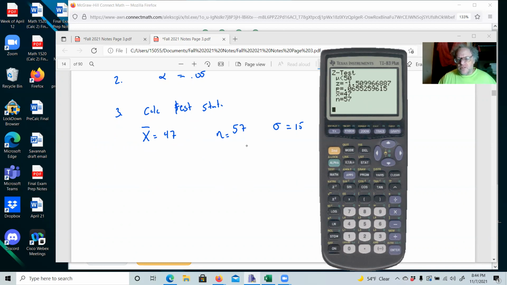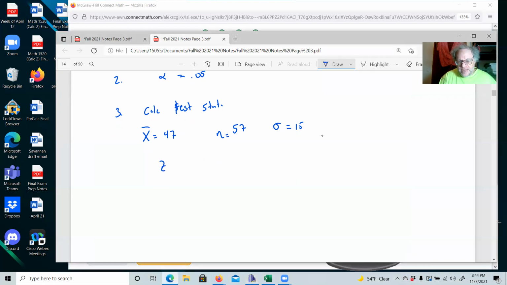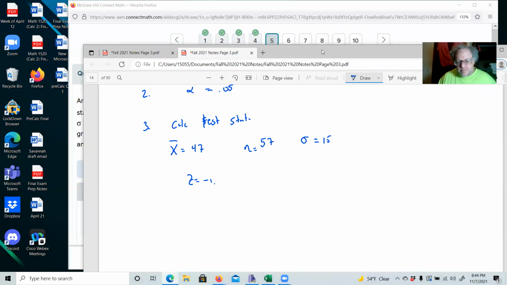So what do we have here? This is our test statistic: z is equal to negative 1.51. And our p-value is 0.0655. It's right there. Okay, 0.0655.